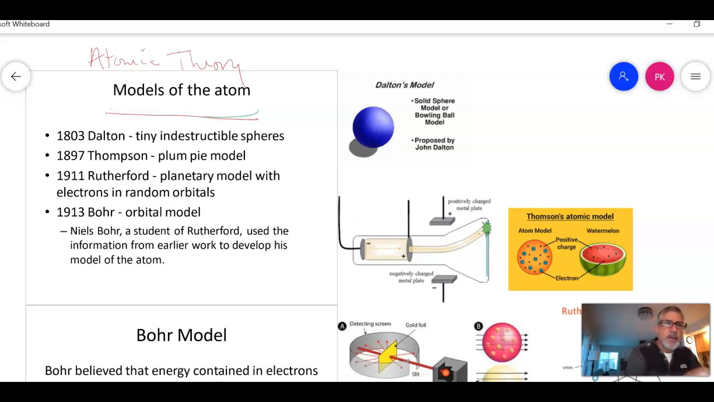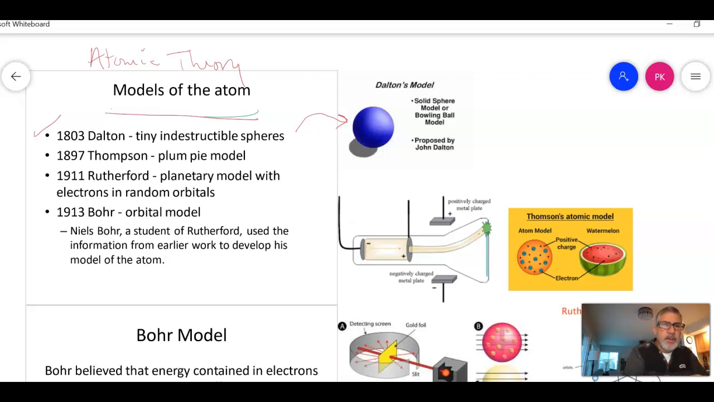So Dalton gets credit with the first atomic theory. He thought that atoms were tiny indestructible spheres. So here's his model. Essentially he thought that all things were made of atoms, but atoms were kind of like marbles, right? You just put a whole bunch of different marbles together and they're solid. Indestructible means they're just solid. You can't destroy them. You can't make them. That's our conservation of matter.